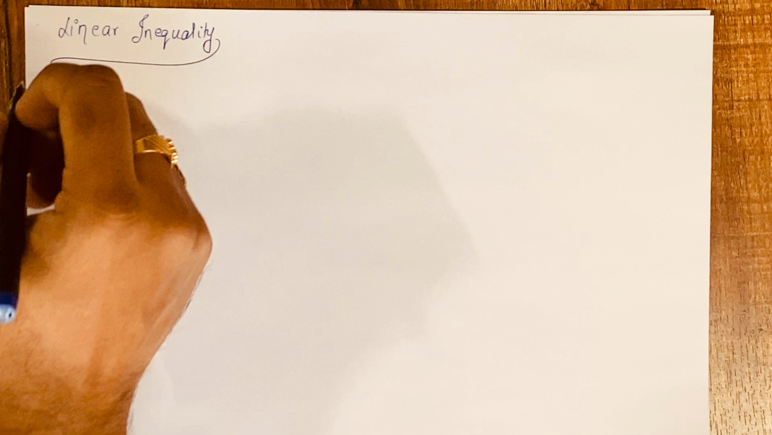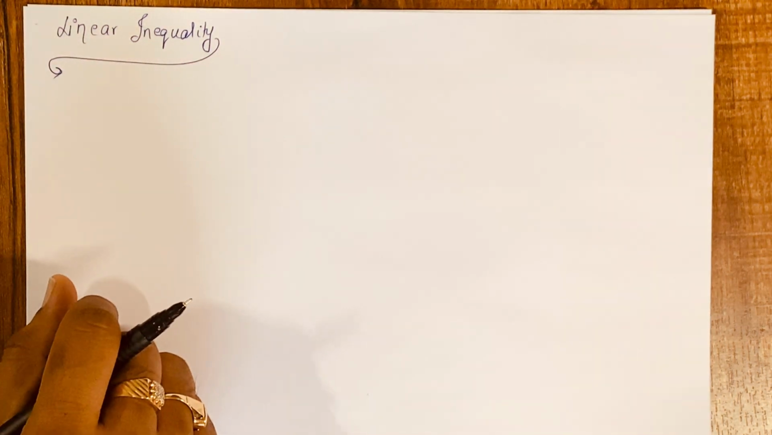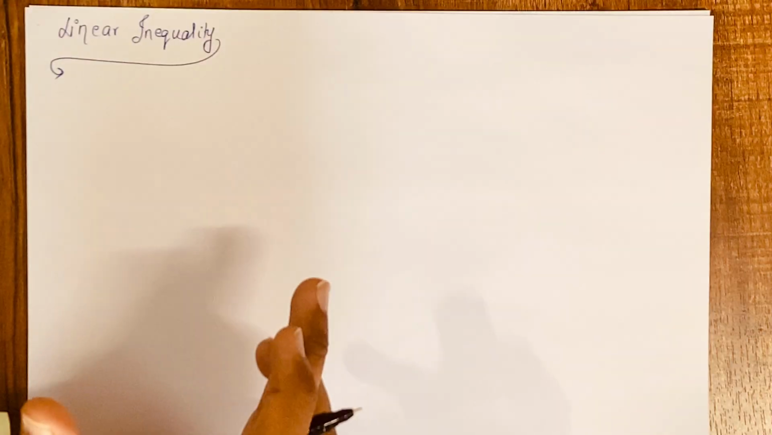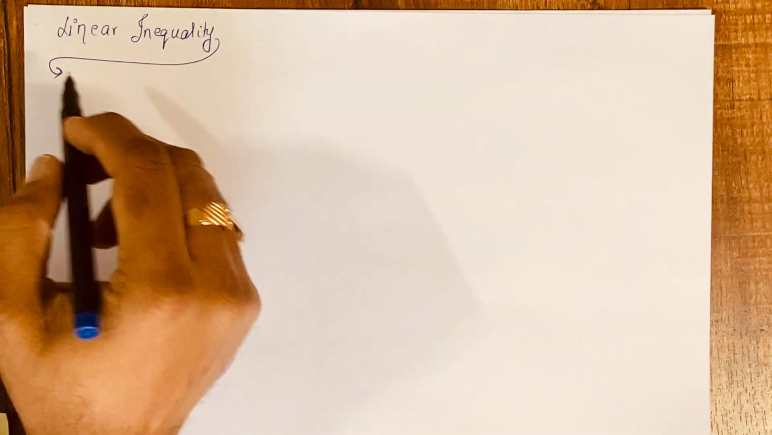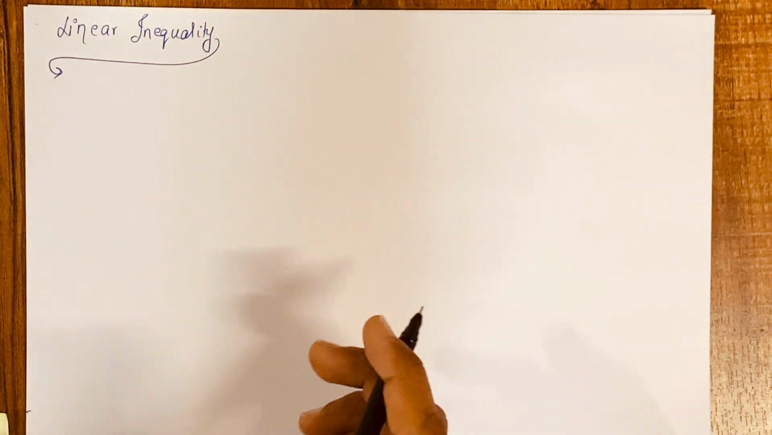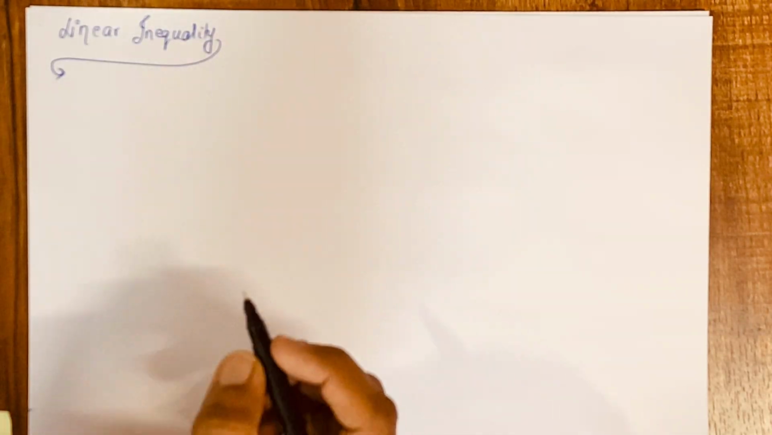Hello students, today we are going to start one of the MYP4 chapters, which is linear inequality. Now, linear inequality and linear programming are both a part of MYP4 and MYP5, and it is mostly asked in IG and IB examinations. Linear inequality is just like linear equality. The difference between linear equality and inequality is very simple.